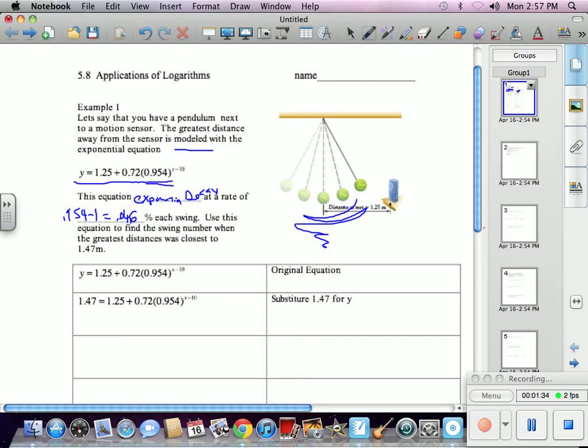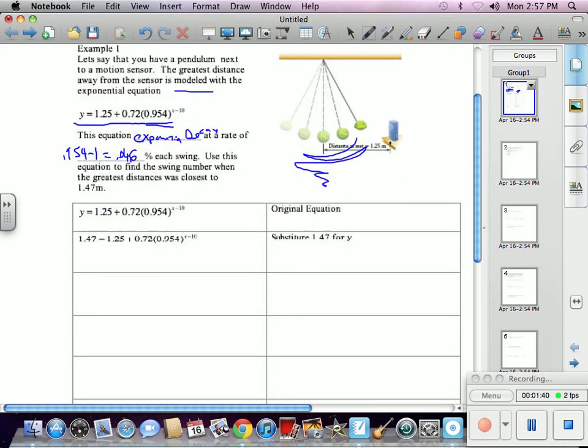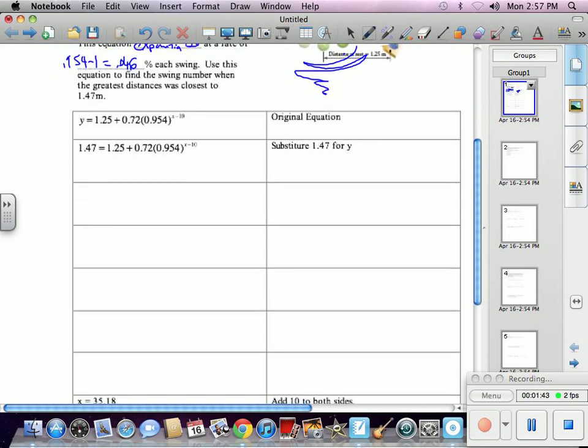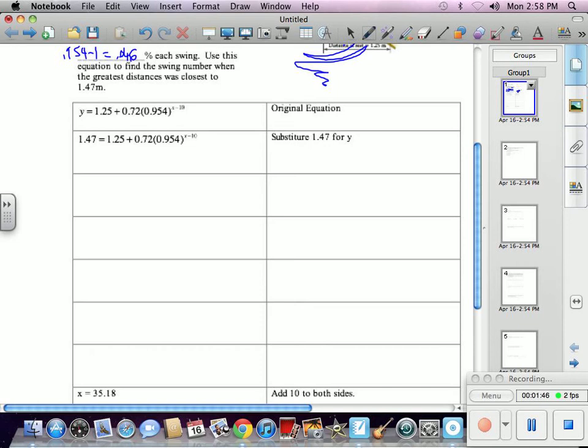Now this goes back to people asking me, how do I solve for y given different problems? I would tell you, well, just look on your calculator. Well, this is finally when we get to do that. So the first thing we're going to do is take our equation and substitute in 1.47 for y. Let's rewrite it here. 1.47 equals 1.25 plus 0.72 times 0.954 to the x minus 10.